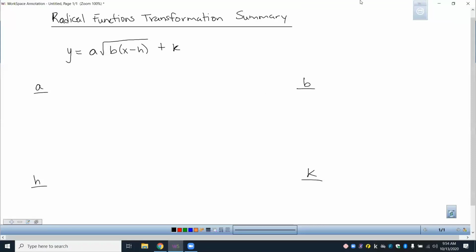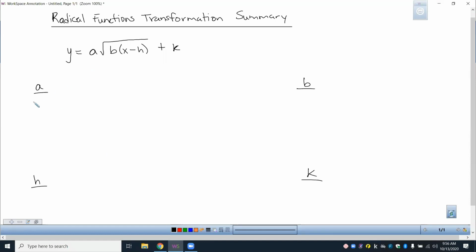So I'm just going to jot this kind of stuff down. You might want to do it as well, so you have it as your notes to reference back to. So we're just going to go through and list out basically what each of these does.